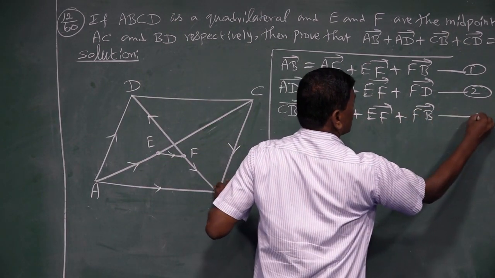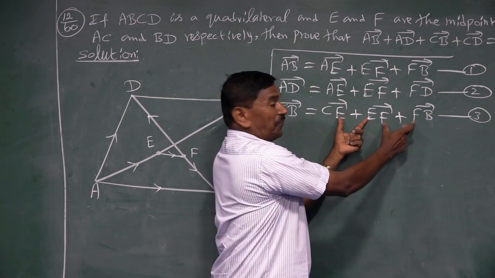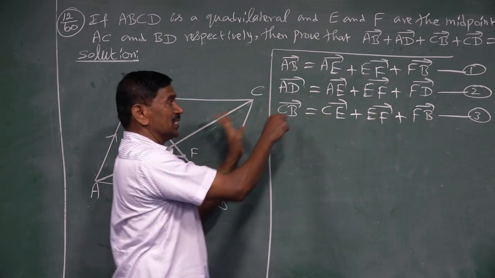FB vector, which is the third equation. Remember here also, the center EE cancels, the center FF cancels, leaving the first and the last, CB vector. Yes, first and the last, CB vector. Yes, your answer is correct.